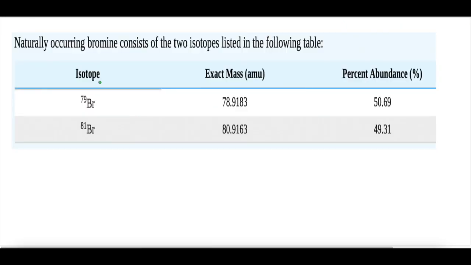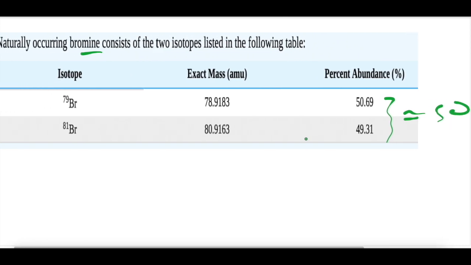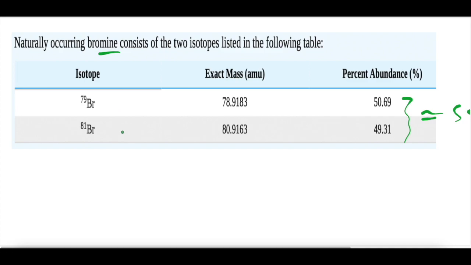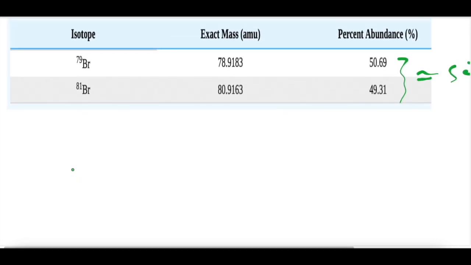Let's do another example. Naturally occurring bromine consists of 2 isotopes that are bromine 79 and bromine 81. So each isotope has its exact mass in atomic mass unit, 78 and 80, with their relative percent abundance. We can see here that the percent abundance is almost 50% for each one. So they are occurring naturally with the same abundance. What is the average mass of the bromine?